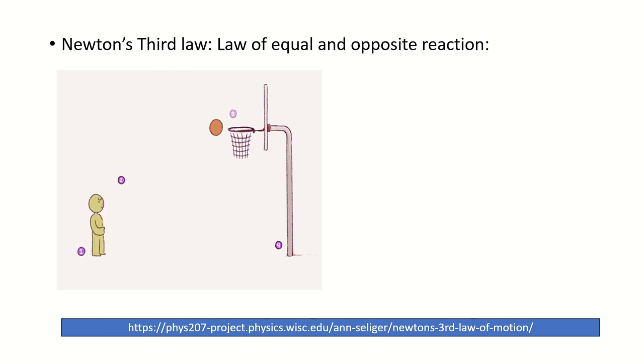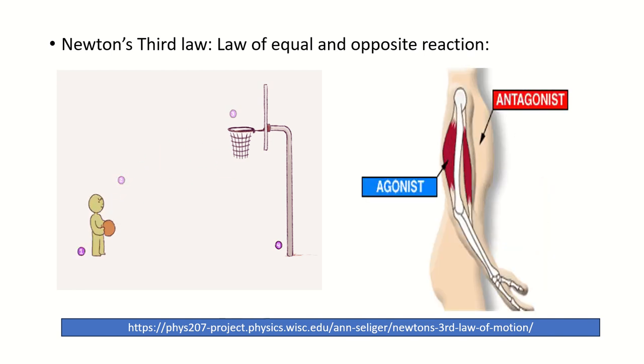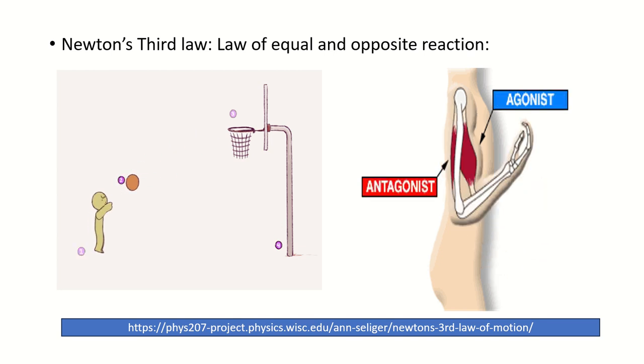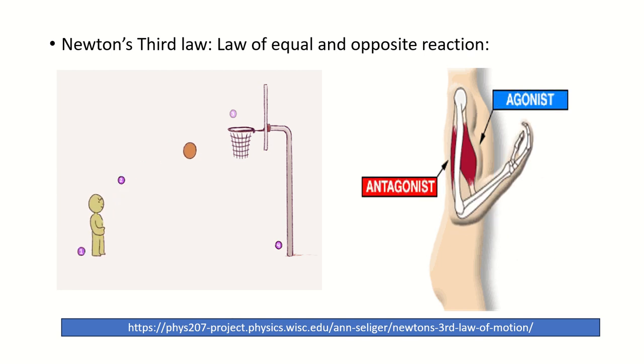The same example can be given for agonist and antagonist, where when the agonist contracts, the antagonist relaxes, and when the antagonist contracts, the agonist relaxes. This is the human bodily example for Newton's third law.